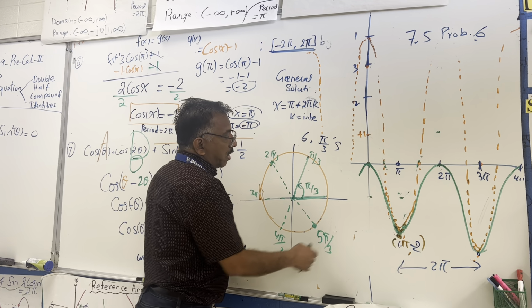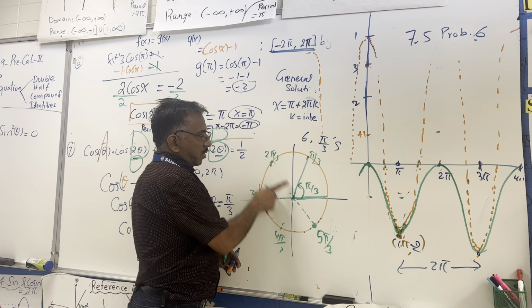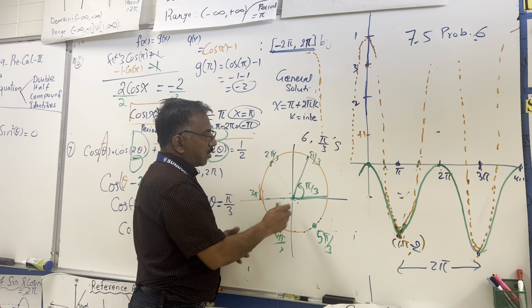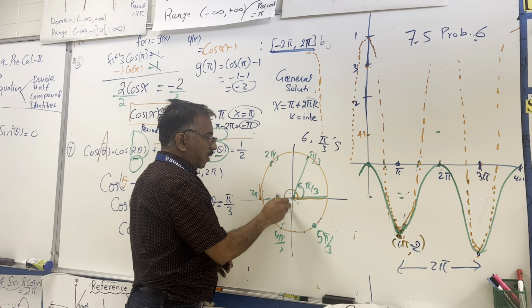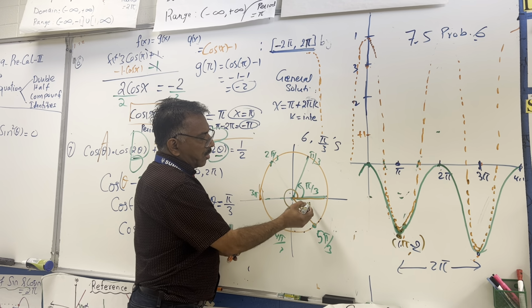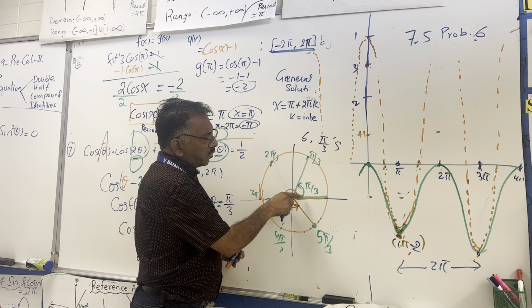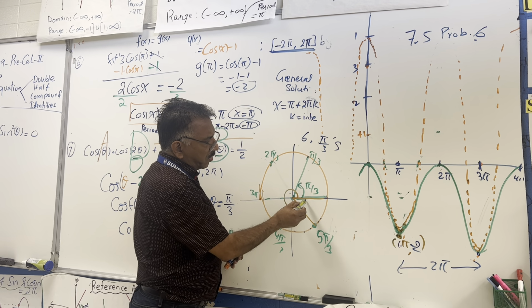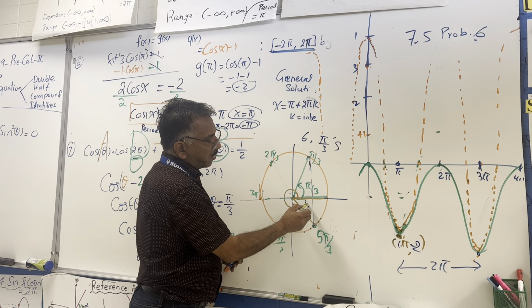Or you can also say, okay, we want to know another angle, so we don't want this. Is there another way to figure out? If this is the initial side, then you want to go all around and see how we know what this angle is. If this is pi by 3, naturally this also has to be pi by 3. Can you see that part? So this also is pi by 3.